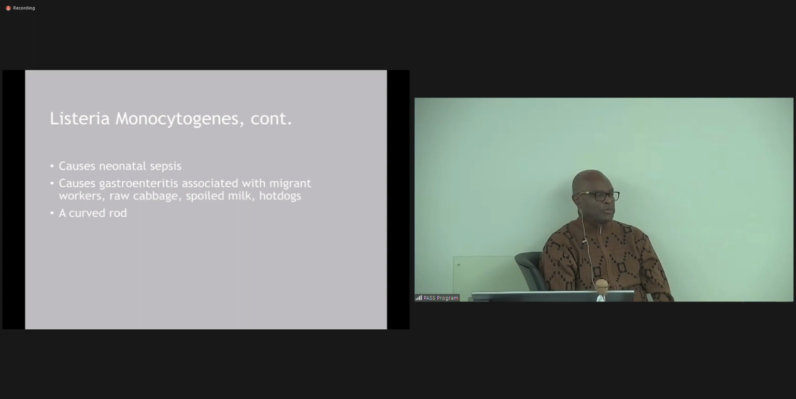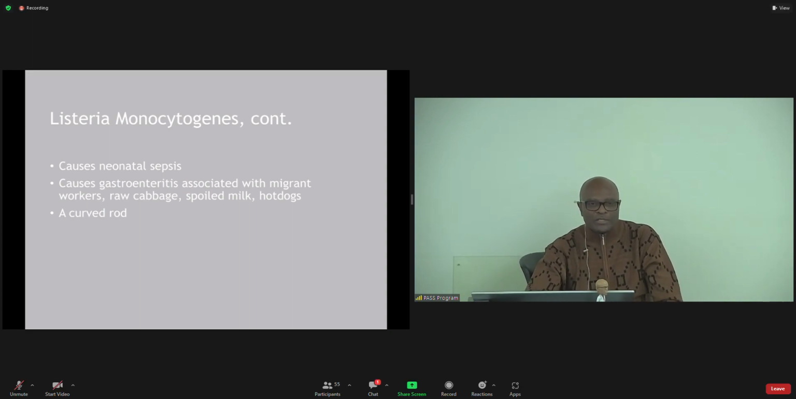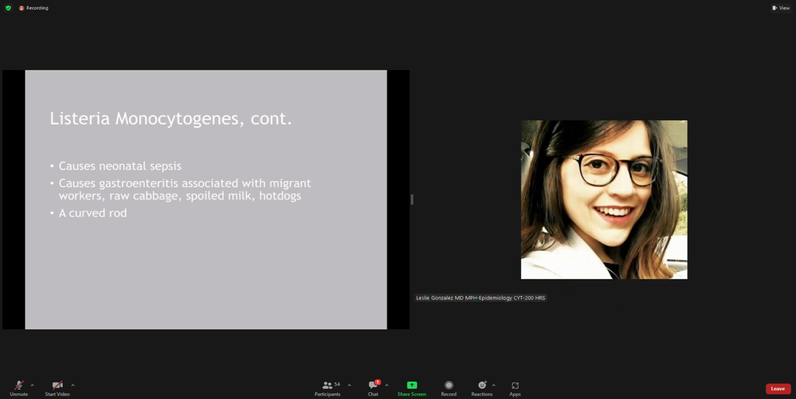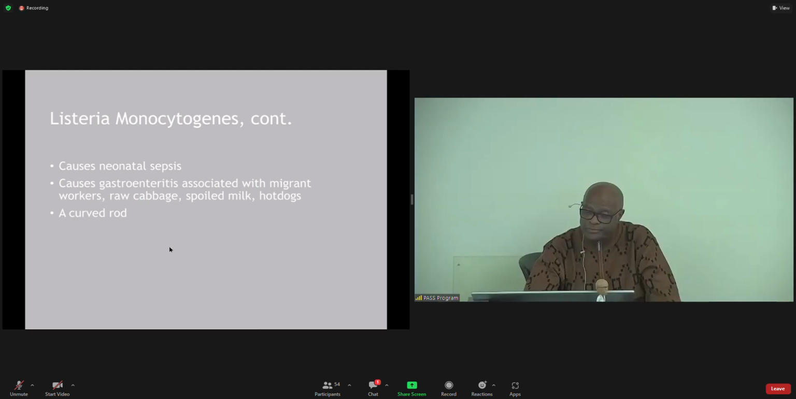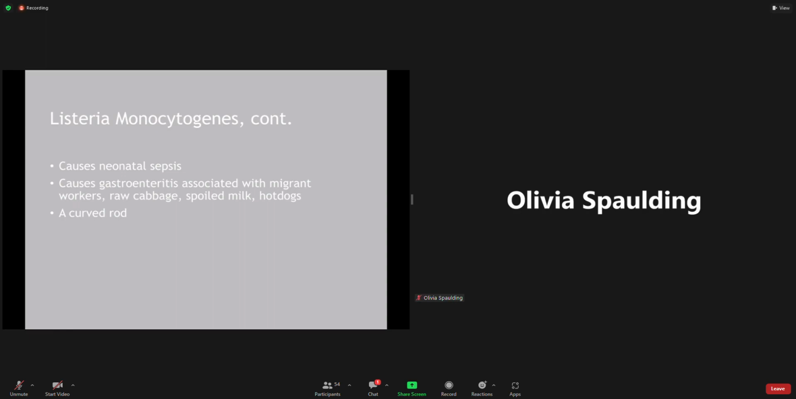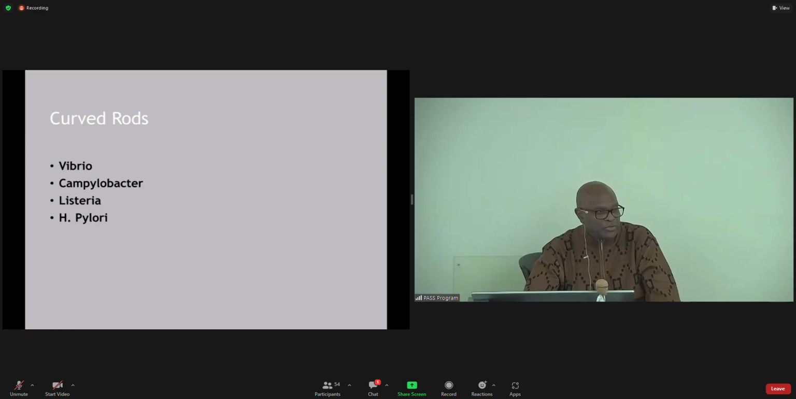And then Listeria is one of 4 curved rods. Name one more curved rod, Leslie. H. pylori. H. pylori, name another one, Olivia. Vibrio. Vibrio, there it is, folks. 4 curved rods. Make sure you know them.